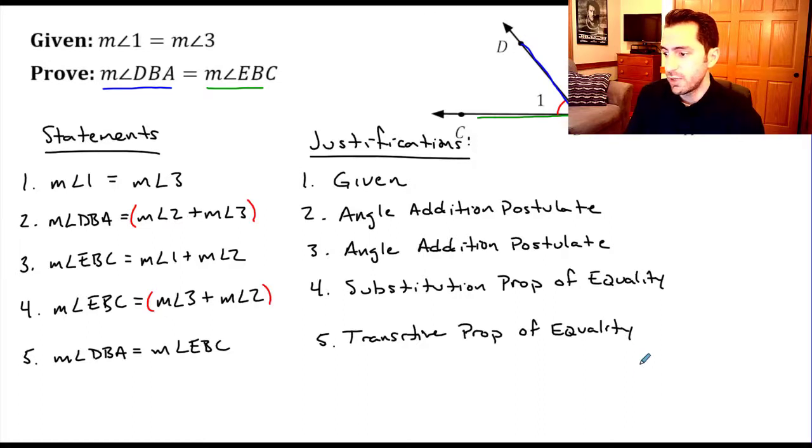To indicate that we are done, I'm going to put a little box here just to show that the proof is over. That indicates to the reader that there is no more justification coming after this. So that's just a simple example of a proof using some of the things that we've already established, some postulates, and some of our properties of equality.